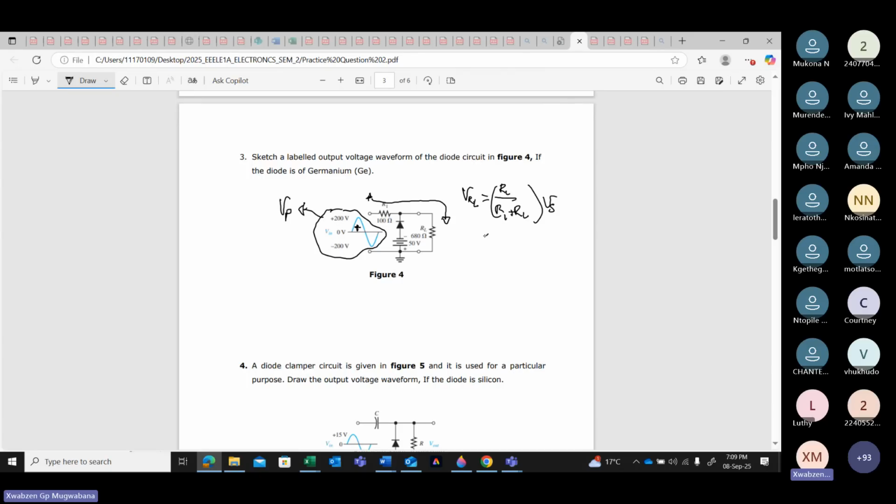Therefore, now I'm going to say, what is my RL? RL is 680 divided by 680 plus 100, then multiply by 200. Are we together? Remember, it's 200 positive because this is happening during the positive cycle. Do not forget, it's happening during the positive cycle, which will give you 174.359.